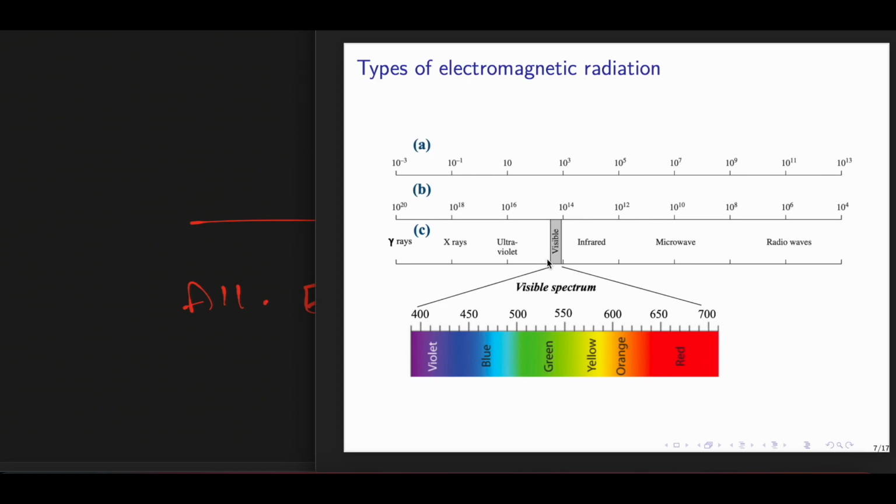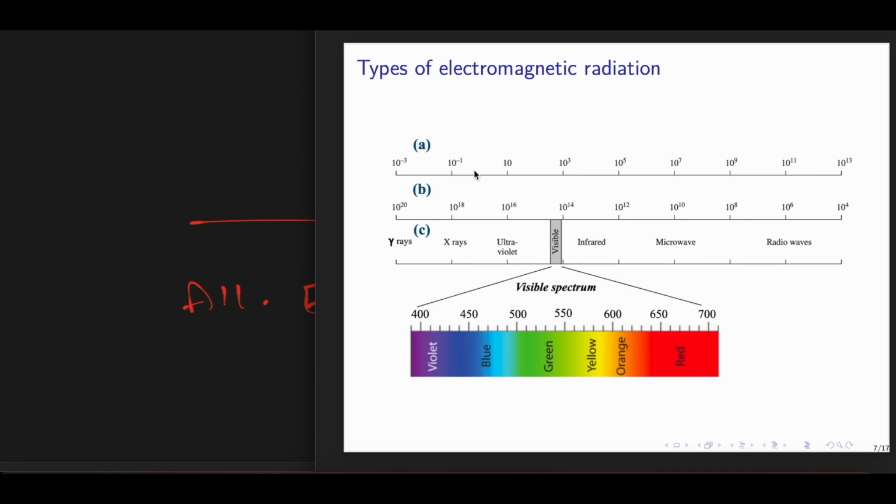And here we can see that on the left of the visible region we have the high energy radiation, that are the ultraviolet, X-rays and gamma rays. And on its right side we have the low energy radiations, that are the infrared, microwave and radio waves.